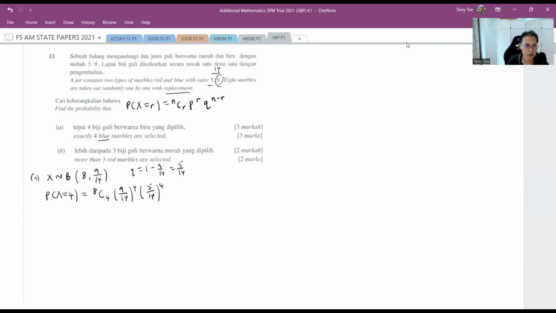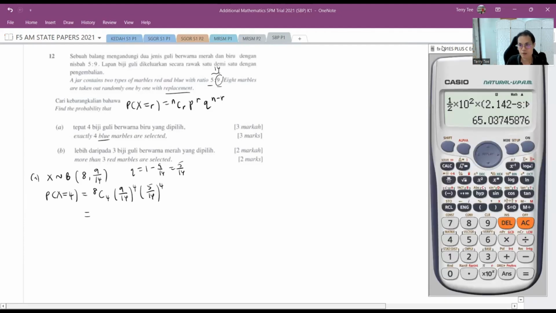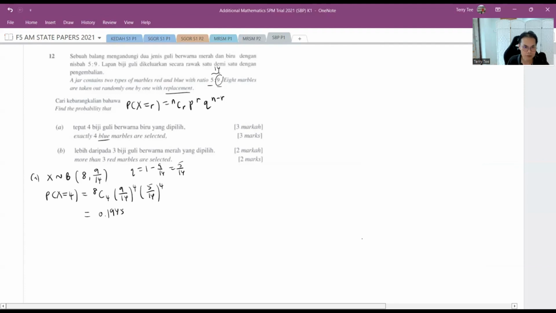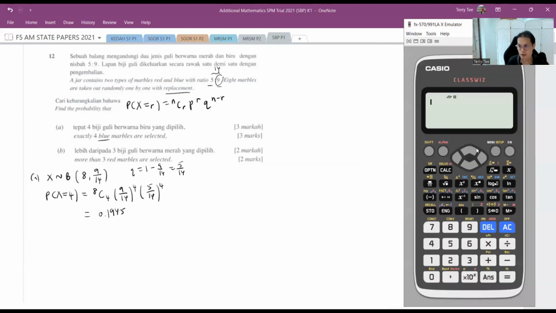There are 2 ways to do it. One, by using this calculator. I'll show you another calculator also. So we take 8 choose 4 times, open bracket, 9 over 14, close bracket, power 4. Then you multiply by open bracket, 5 over 14, close bracket, power 4 as well. So I got 0.1945.